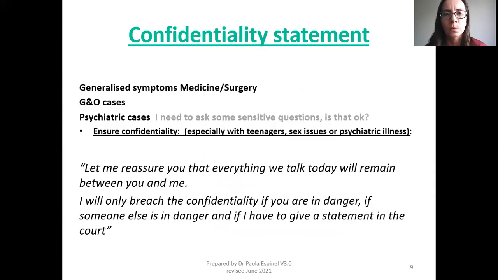One thing that is important and we cannot underestimate is the confidentiality statement. It's very important for generalized symptoms, medicine, surgery, when we don't know what's happening and it's very vague, fatigue, fever, or weight loss, for example. Also for all women's health, especially teenagers, and as well mental health. So before you start, be clear with the patient that everything that you talk about there is confidential and remains there. However, if the patient or someone else is in danger, or you need to testify in court, you will be able to disclose information.